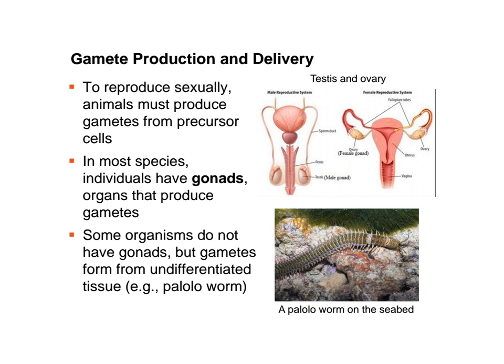In most species, individuals have gonads. These are specific organs that produce gametes. So for example, in humans, the male gonad is the testes, and the female gonad is the ovary.